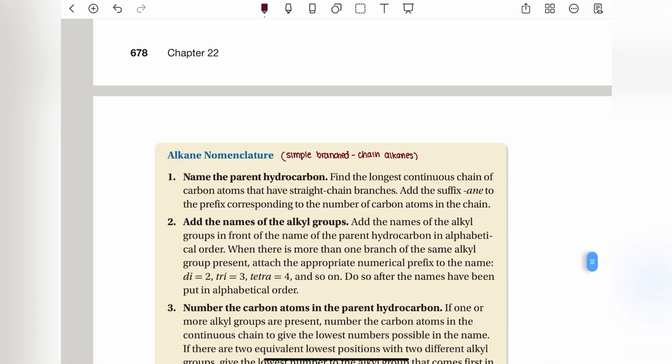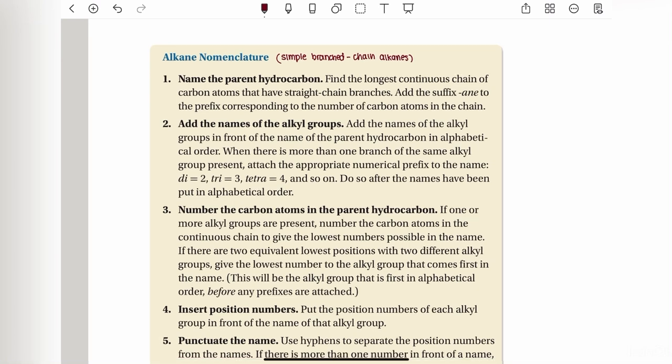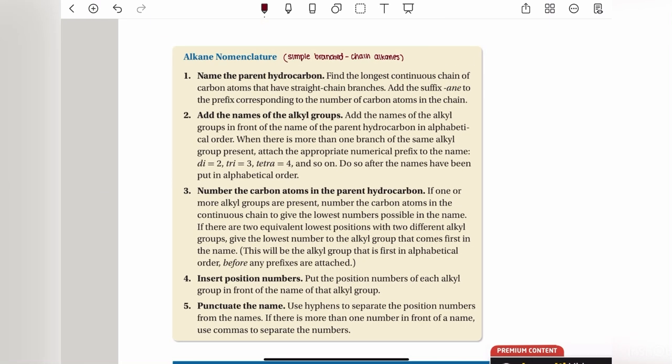First, we have to name the parent hydrocarbon, like we did in the example above, and that parent hydrocarbon will be the longest continuous chain of carbon atoms that have straight line branches, that have the largest number of straight line branches. Then we add the suffix "ane" to the prefix corresponding to the number of carbon atoms in the chain. Next, we will add the names of the alkyl groups.